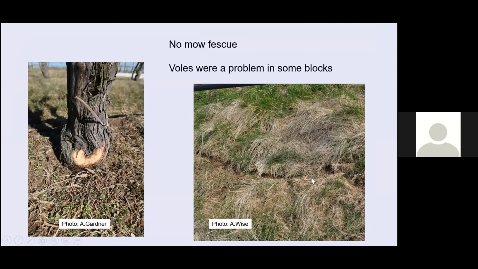We did find with the fescue, not in all plots, but in some plots, that voles were a problem. And you can see the trail on the right. On the left is actually a picture from my vineyard, a vine that was under snow for about 3 weeks. So this is vole damage, but not from an undervine cover crop, but it was under snow. I just wanted to show you what the vole damage looked like.